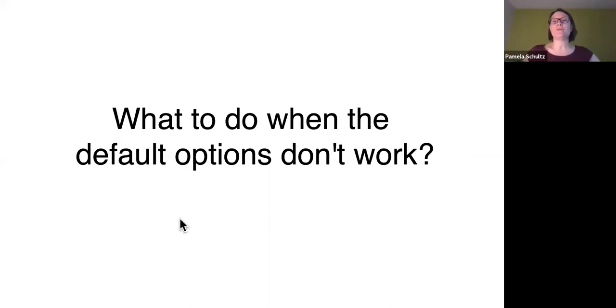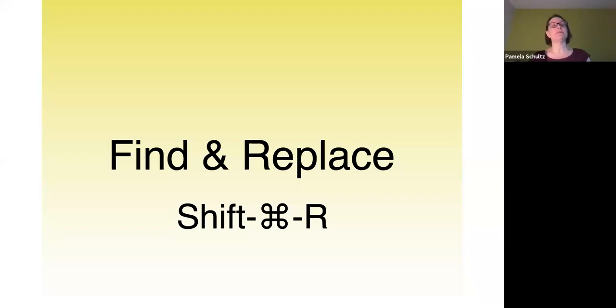But what do we do when the default options don't work? This is where we get into more specificity that we will talk about, and I will show you some examples of. First of all, there's a find and replace in DataGraph. Again, here's the shortcut for that, Shift-Command-R. You can use this to replace particular aspects of data.